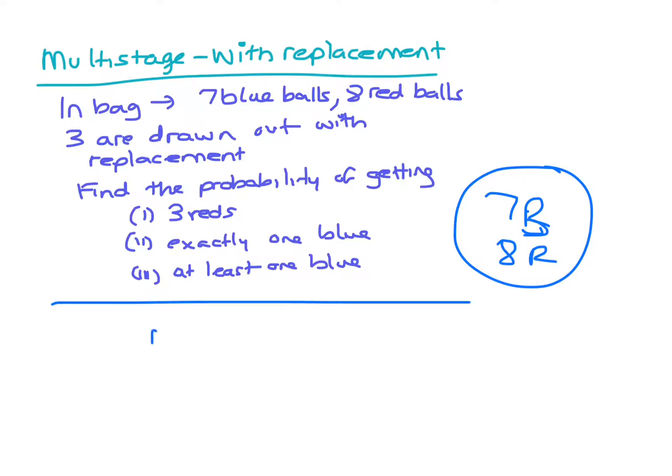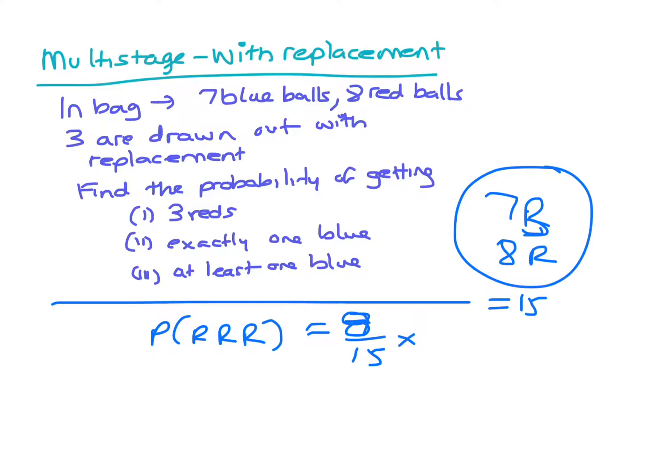Okay, so we want to get the probability of doing 3 reds. So it's red and a red and a red. On the first draw, you'd have to get the chance of getting a red. There's 8 reds. There's 15 altogether, so it's 8 on 15.